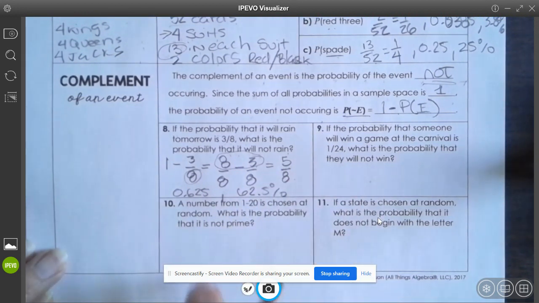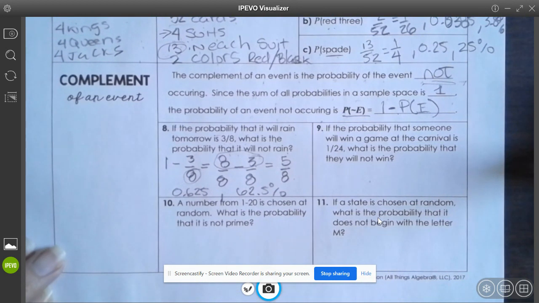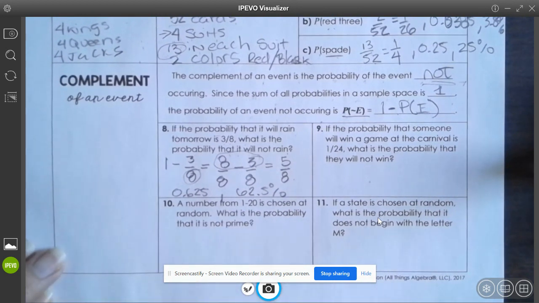So watch out, you have to count totals here. Be careful here, and let me know if you have any questions. You are responsible for the ones that I didn't do here.